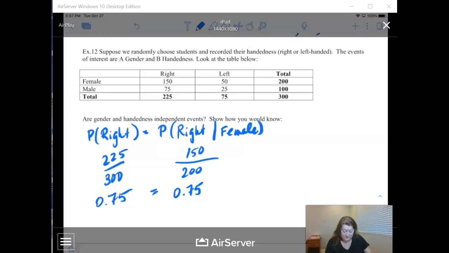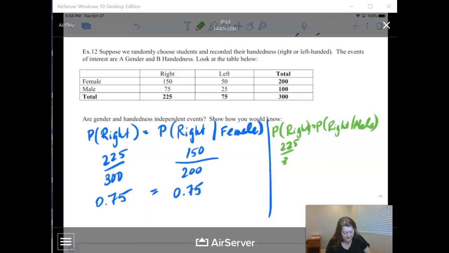And then I could check it again for right-handed if they're male and do the same thing there, and say that right-handed and male should be the same numbers as well. So let's just go check, just to show you. Okay, so I'm going to redo this one. I'm going to do the probability of being right-handed, we'll keep that one, is equal to the probability of being right-handed assuming you're male. So this one will still be the same, 225 over 300, 0.75. This one will now be the total males, which is 100, and then I want the ones of them who are right-handed, look at that, 0.75.